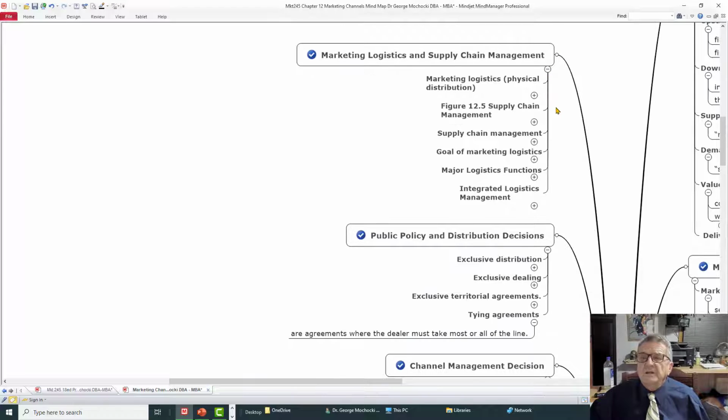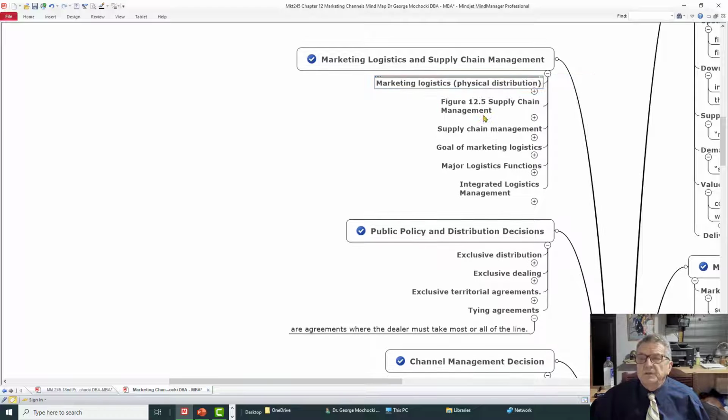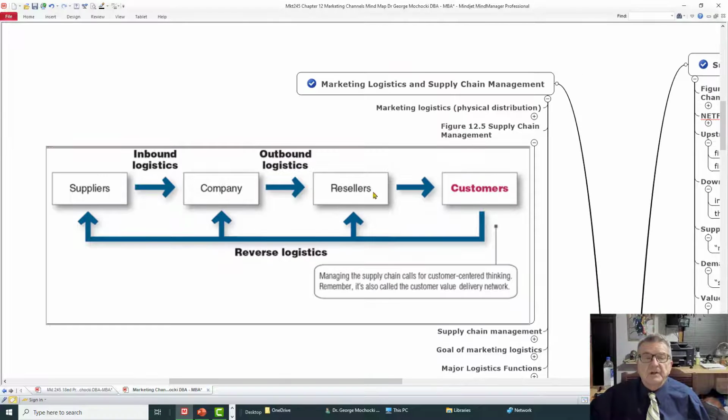And the last one I think I have in here is market and physical distribution, the supply chain, supply management goal. Let me just show you this one. This one was pretty nice. Suppliers, company, inbound, customers, and it comes around in reverse, and it all works back. Reverse means the customer wants to return it: who does it return to, and how do I get it? The main supply chain thinking, remember, is also customer value delivery. Everything is about what's comfortable for the customer.